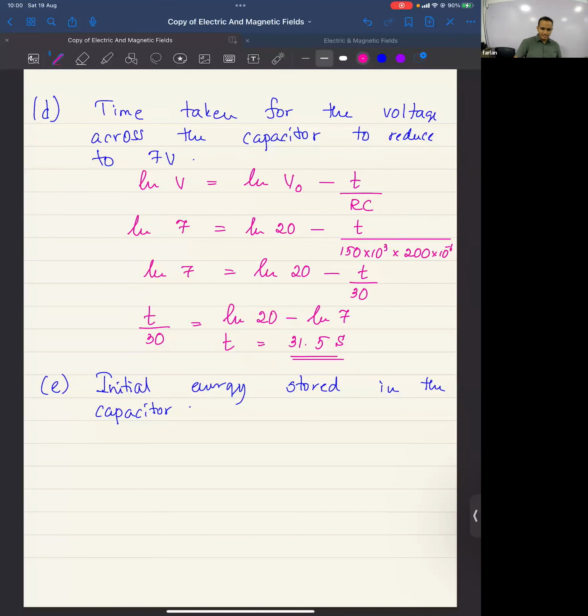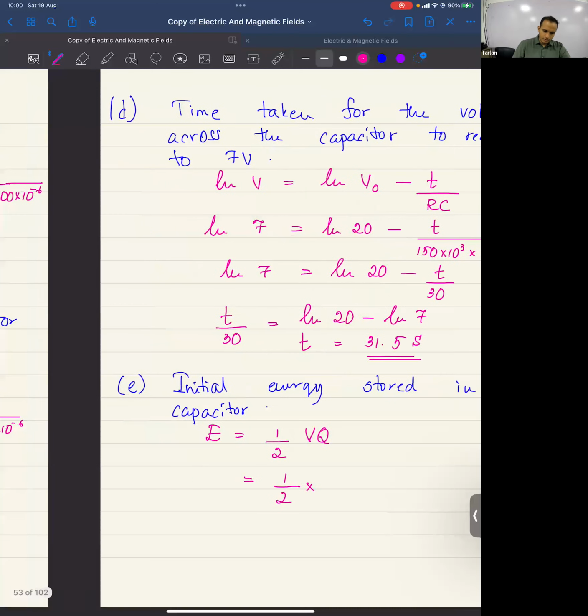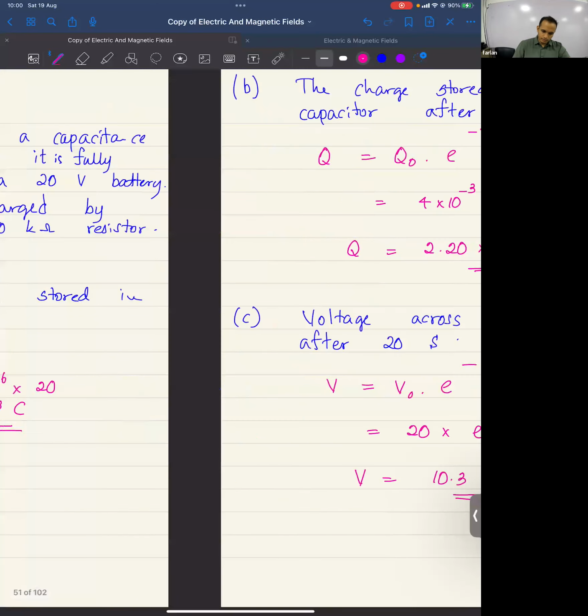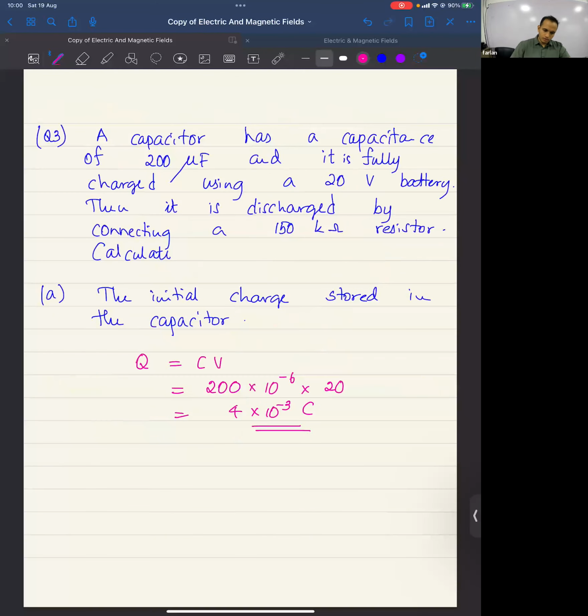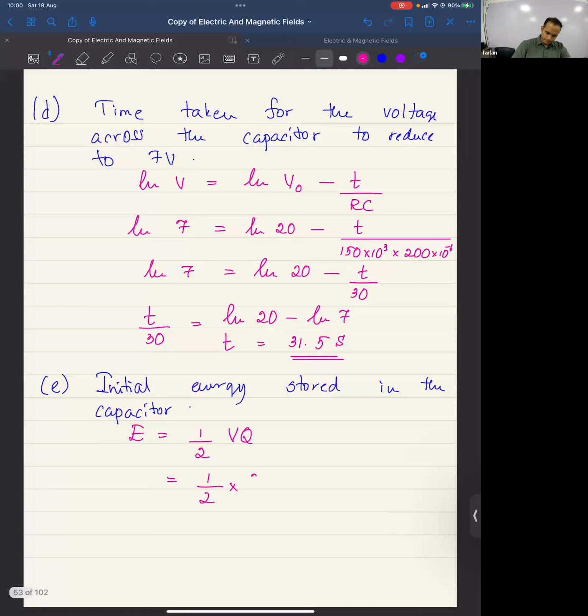Right. Guys, the initial energy stored in the capacitor will be equal to half VQ. Half, what is the initial V? Do you know the initial Q? 4 times 10 to the power minus 3. So 20 into 4 into 10 to the power minus 3. How much is that? 0.04, correct?